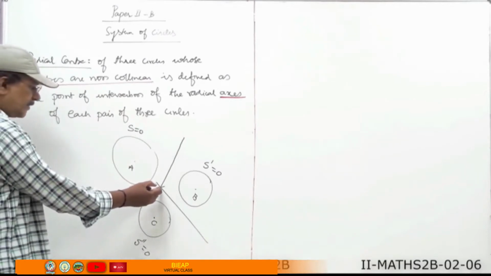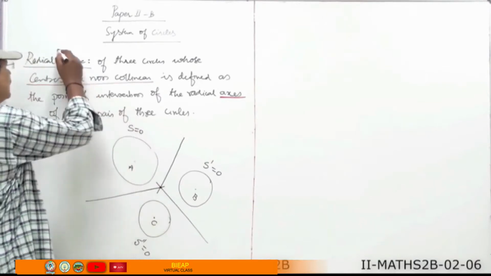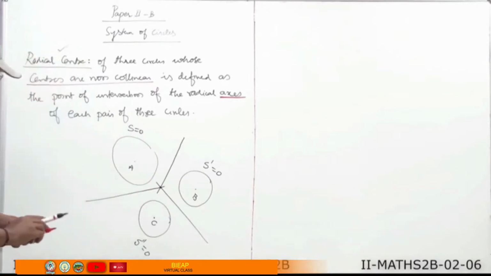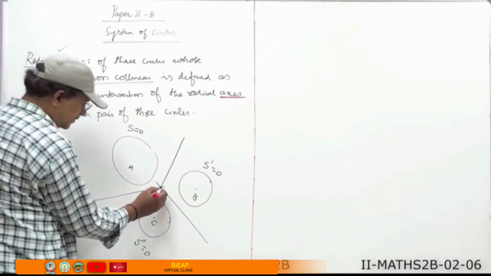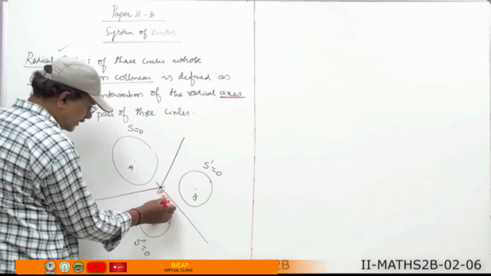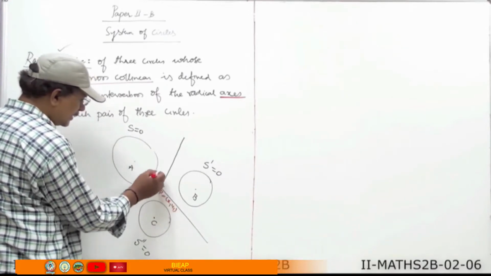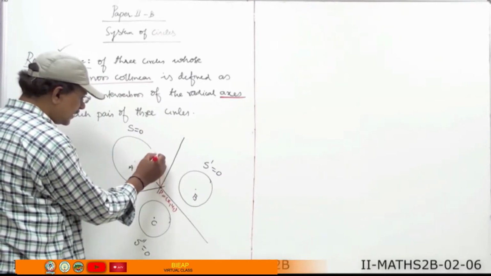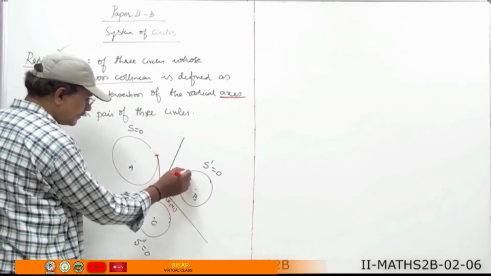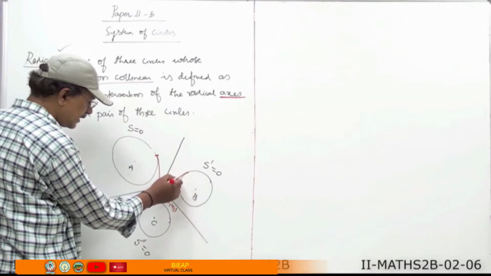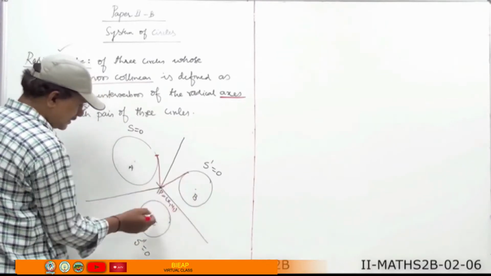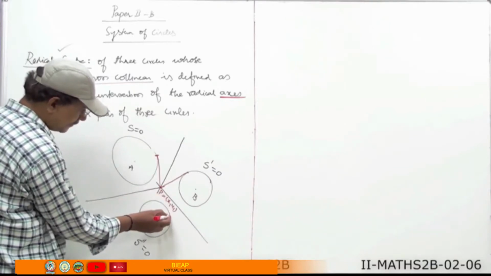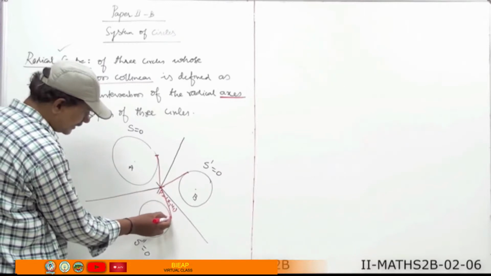The radical axes are meeting at a point. This point is called the radical center. Now I call this point P. I take it as some x1, y1. I draw the tangent from P to the first circle. This is the length of the tangent. Similarly, you draw the tangent from P to the second circle. So this is the length of the second tangent. Similarly, you take the tangent from this point to the third circle. So this is the length of the tangent.